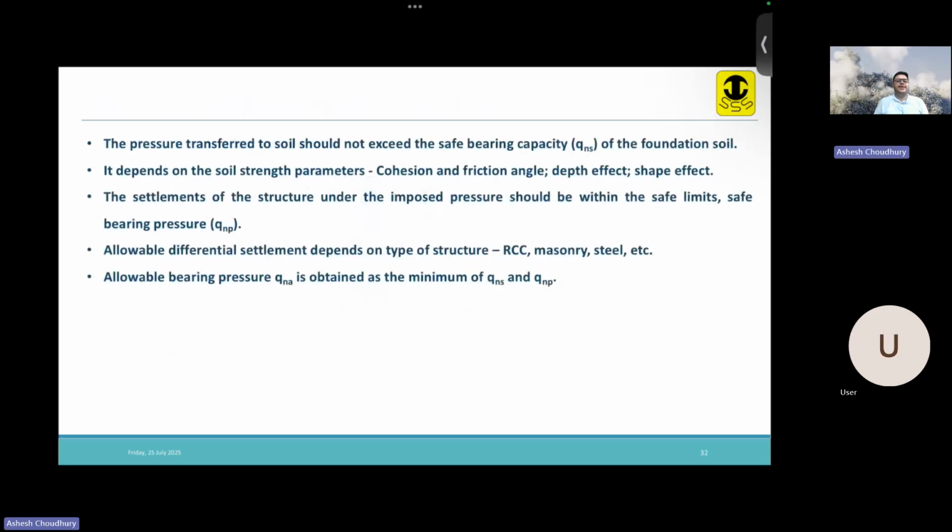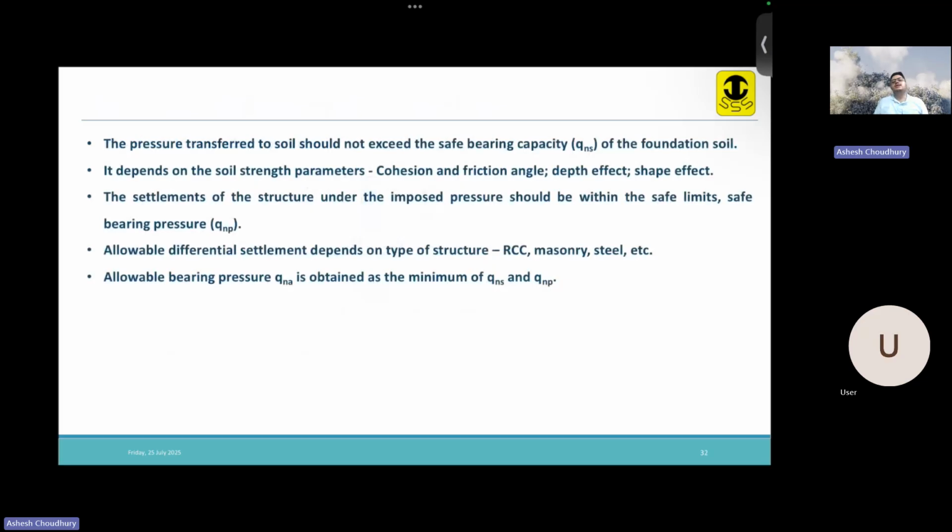Now, the pressure transferred to soil should not exceed the safe bearing capacity of the foundation soil. Obviously, so what parameters does this safe bearing capacity of the foundation soil depend on? It depends on the soil strength parameters, that is cohesion and friction angle.